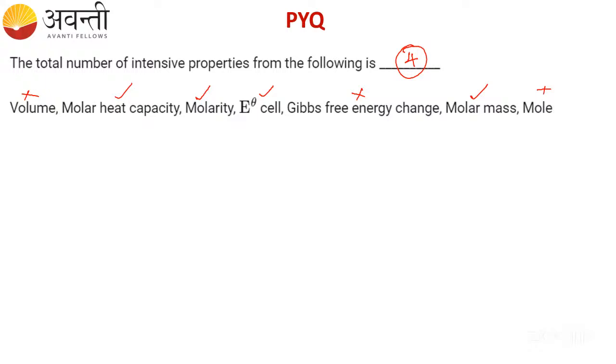Clear? So just take down this list. You can also write this in a tabular form. You can write intensive and extensive in 2 columns, and under extensive, you write volume, Gibbs free energy and mole, and under the intensive column, you can write the other 4. Is it clear?